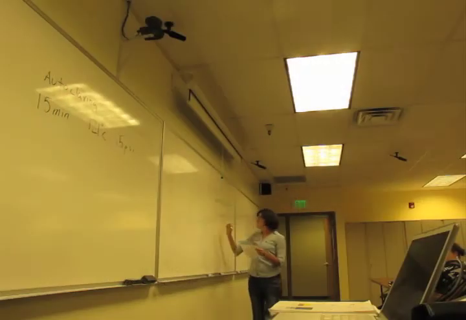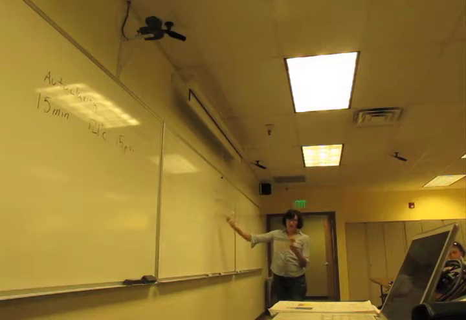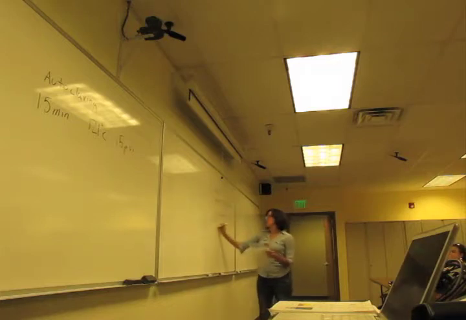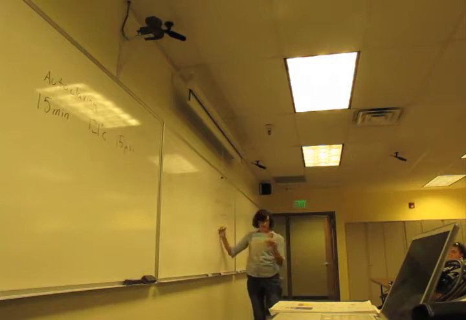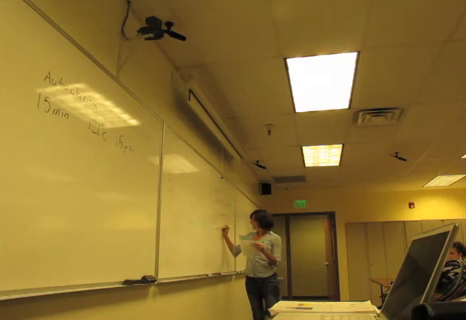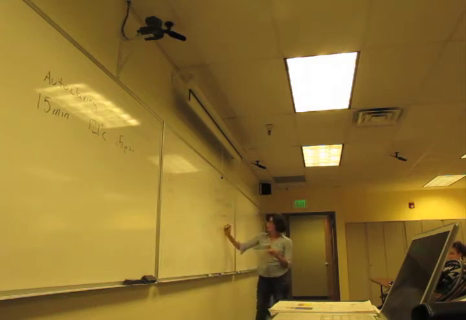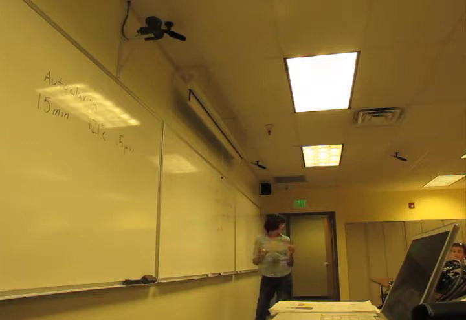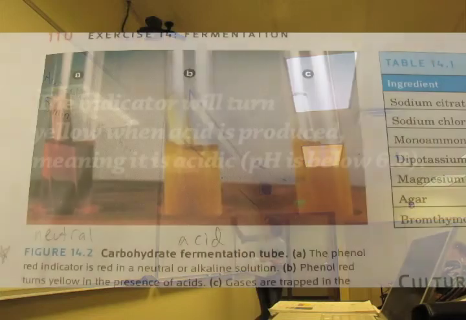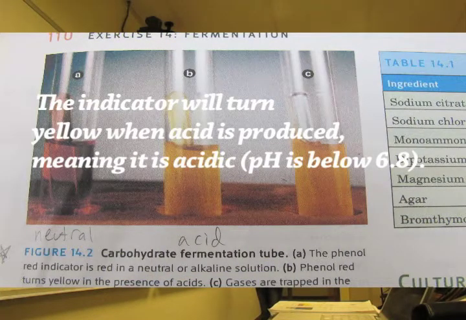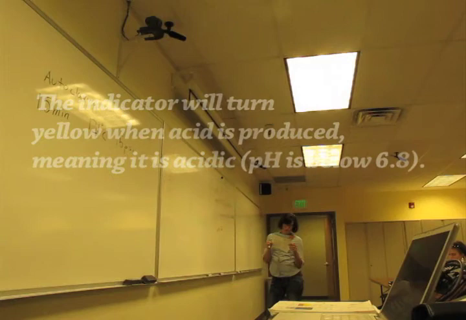Because when fermentation occurs, gas is released, and the indicator will also change color. It starts out red, and if fermentation occurs, it will be yellow. So we will need to know the colors, so be aware of the color. The reason that it turns yellow is because it's acidic.